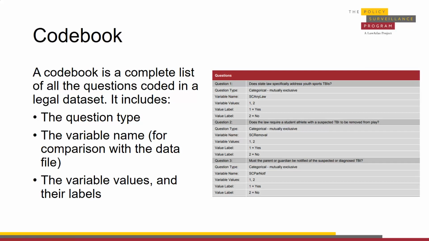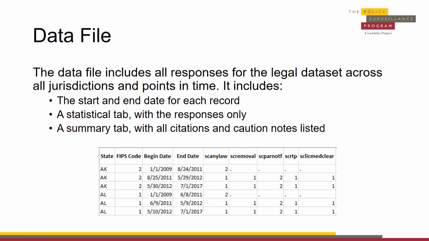Another piece that I'm going to tell you about is the data file, and the data file includes all the responses for the legal data set across all jurisdictions and points in time. So it includes the start and end date for each record, a statistical tab with the responses only, a summary tab with all citations and caution notes listed, and the statistical data can be used for evaluation, and its numeric format lends itself for overlaying with outcome data.